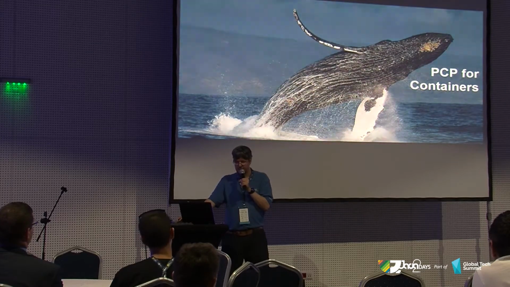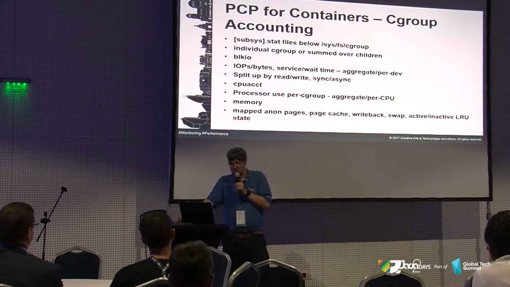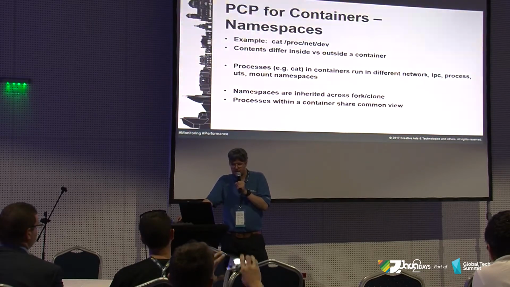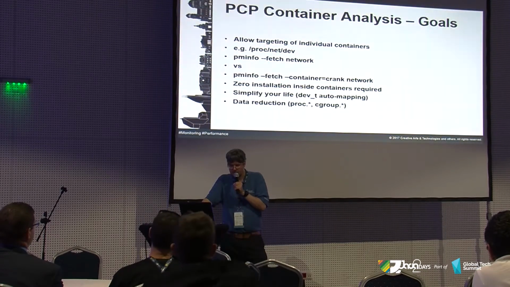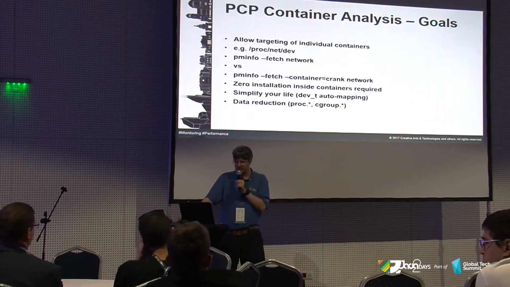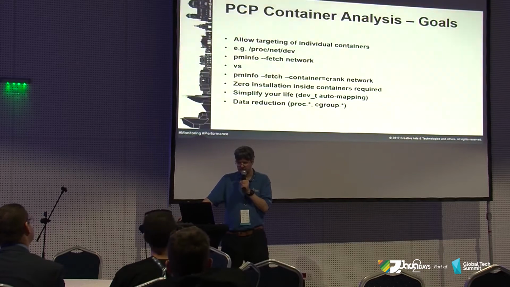Performance Copilot also added container support in recent versions. So for the sake of time, I'm also going briefly over those slides. Using namespaces, for example, allowing to target individual containers. So here again you have pminfo, which is one of the command line tools of Performance Copilot, and it offers additional arguments, for example, --container to support containerized environments like Docker or similar platforms.